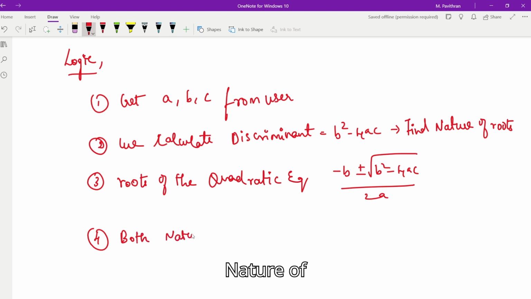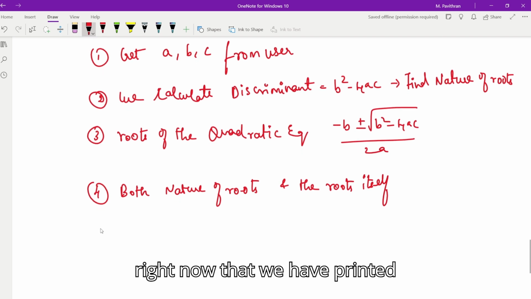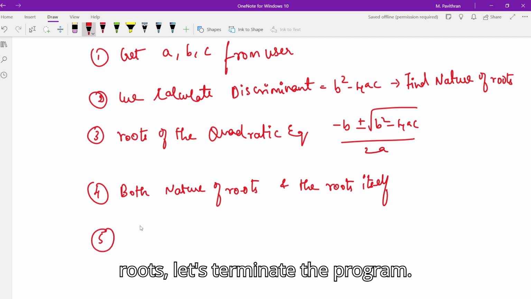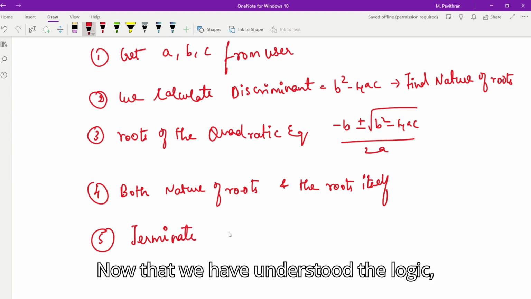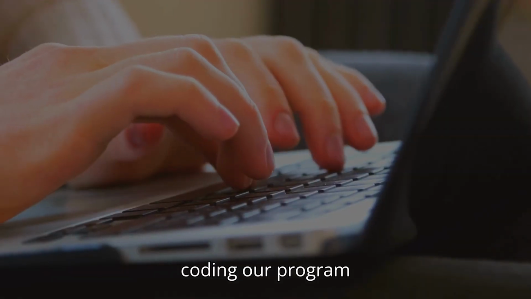the nature of roots and the roots itself, right? Now that we have printed both the roots and the nature of the roots, let's terminate the program. Now that we have understood the logic, let's put it into practice by coding our program.